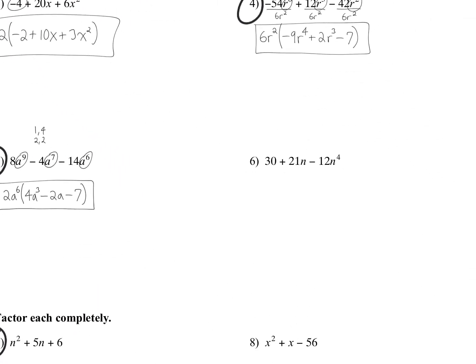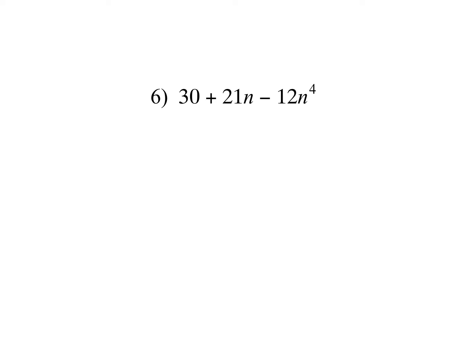Okay, last one. We have 30 plus 21n minus 12n to the 4th. What's the biggest number that goes into all those? It'll be 3, and we can't pull out an n, so we just do parentheses. 30 divided by 3 is 10. 21n divided by 3 is 7n. And 12 divided by 3 is negative 4n to the 4th. And that will be our answer.